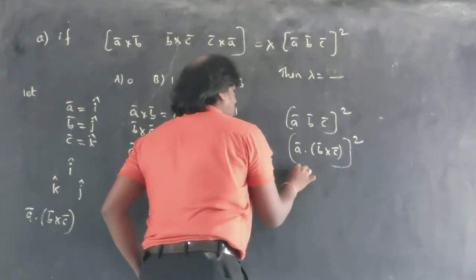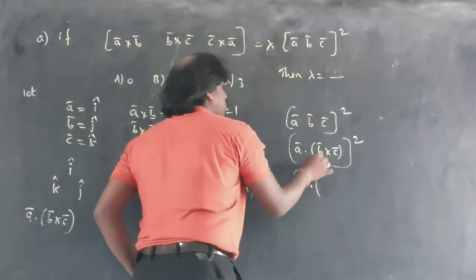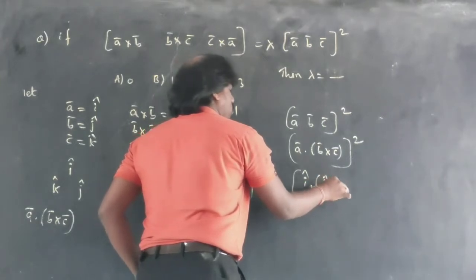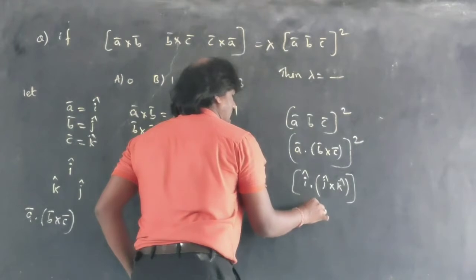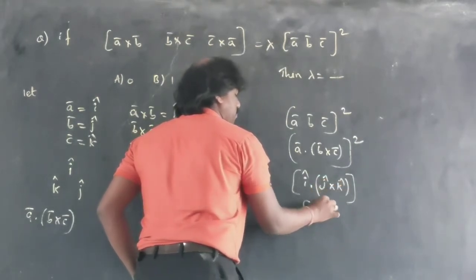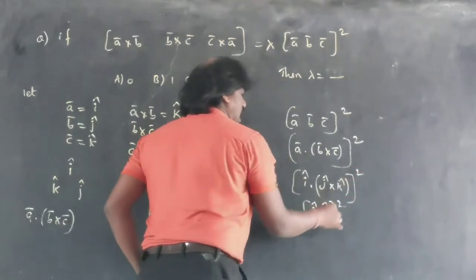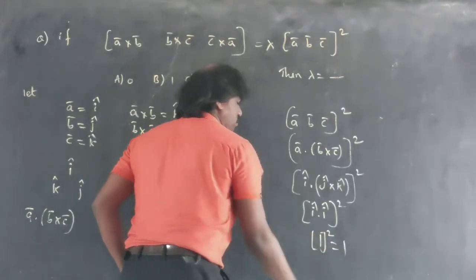Correct? That is, what is A here? I cap dot. B is what here? J cap cross K cap. And in this, I know that I cap dot J cap cross K cap will be how much? I cap. And you know that I cap dot I cap is 1 square. 1 square value is 1.